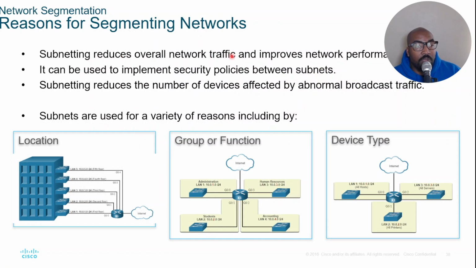Subnetting reduces overall network traffic and improves network performance. Yes, it does. When you subnet it out, it's there a lot faster. There are fewer resources it's going to use. It can be used to implement security policies between subnets. Subnetting reduces the number of devices affected by abnormal broadcast traffic, right? As you can see in this office building, this is what I was alluding to earlier in this video about that building with all those devices. Each floor essentially can be subnetted out.